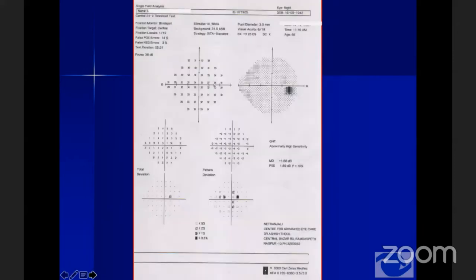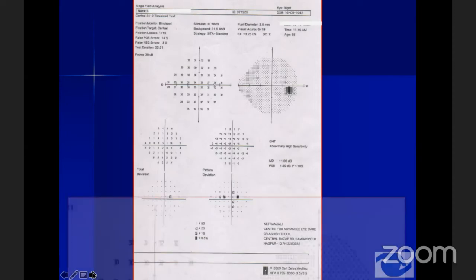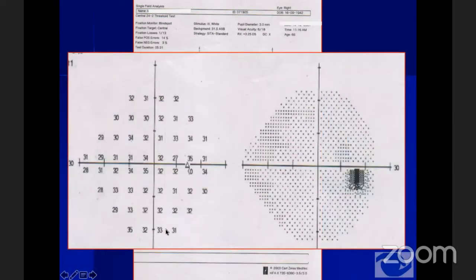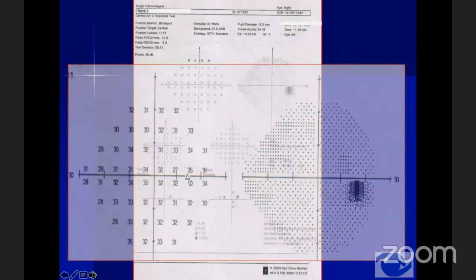And second test, here you can see the total deviation plot is almost normal. The pattern deviation plot is showing few paracentral scotomas. The GST you see is showing abnormally high sensitivity. And then when you look at the raw data carefully, you can see that the peripheral points' visual sensitivity at some points is actually higher than the points which are there in the central area. And you see those white scotomas popping out of the gray scale. This tells us that this is a trigger happy patient and this is not a glaucomatous defect at all.